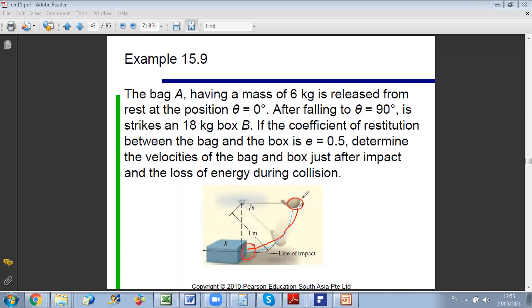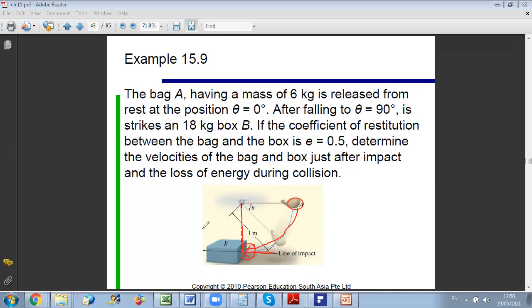So we have a certain phase before collision. This analysis we want to do so we can know what is the velocity of the ball just before hitting the box. Okay? Since it's a pendulum, it's doing circular motion, so at this position, since the radius, which is the cable, is vertical, the velocity of the bag will be horizontal.